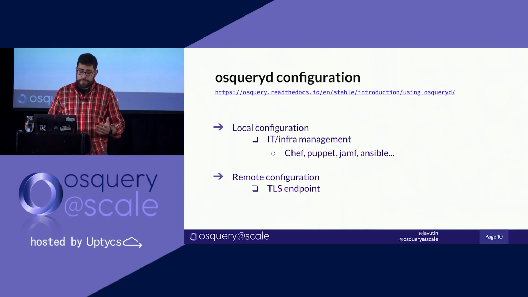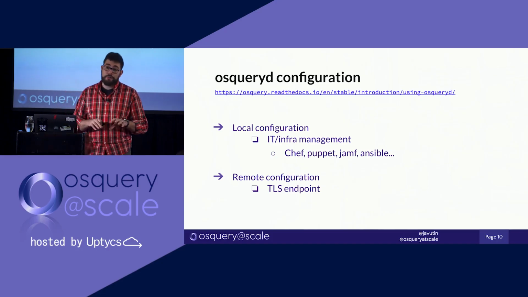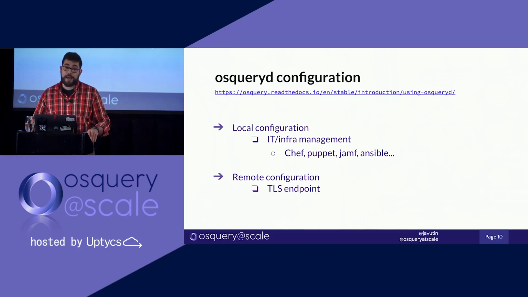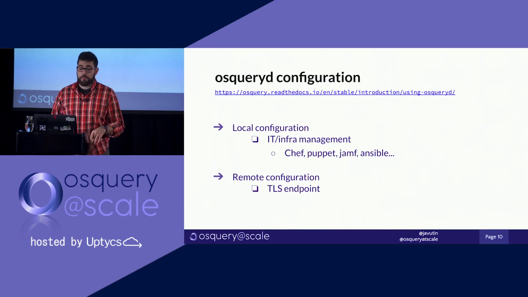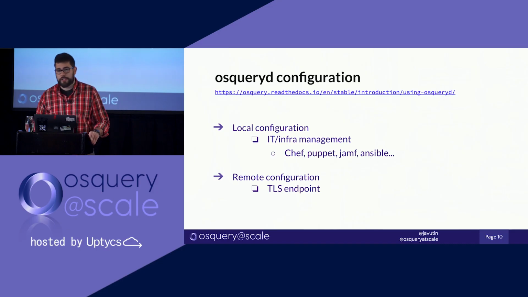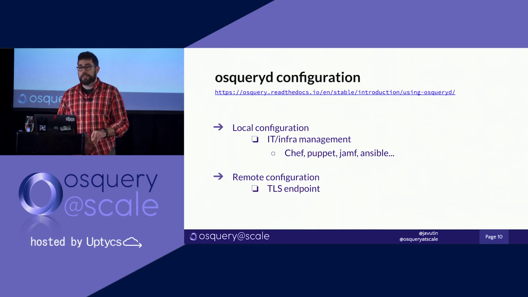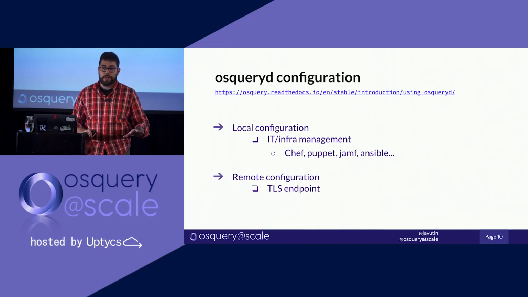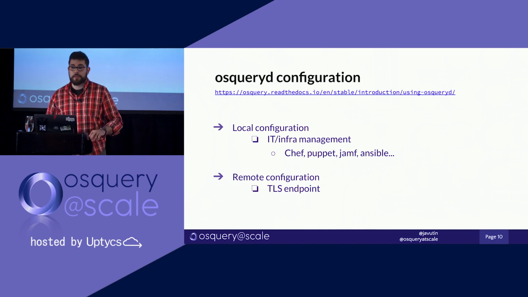So, same as the logging aspect, you can have local configuration that you will have to maintain. Most of the time that's done with what is used for IT or infra management. For example, Chef, Puppet, Jamf, Ansible, those tools are the ones that are mostly used for dropping local configuration, and the osquery service will pick that up as the configuration, either if it's a configuration or flags file.